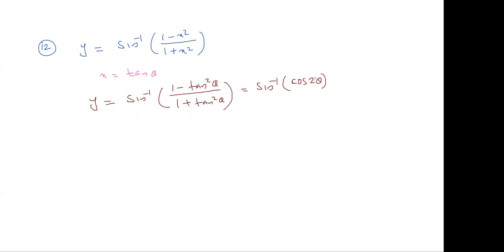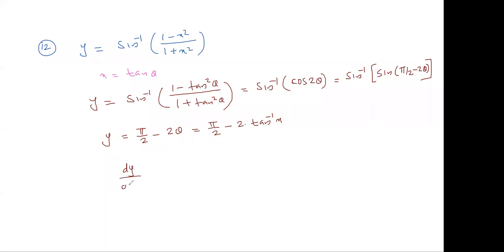Earlier we got sine inverse sine, cos inverse cos, tan inverse tan; here we got sine inverse cos. What will we do? Sin theta and cos theta are co-functions, so cos 2 theta can be written as sin of (pi by 2 minus 2 theta), because sin and cos are co-functions. Now sin inverse sin is the angle, so y is equal to pi by 2 minus 2 theta. Since x is equal to tan theta, theta is equal to tan inverse x. Now the derivative: pi by 2 is a constant, its derivative is 0, minus 2 into the derivative of tan inverse x, which is 1 by 1 plus x square. So the answer is minus 2 divided by 1 plus x square.